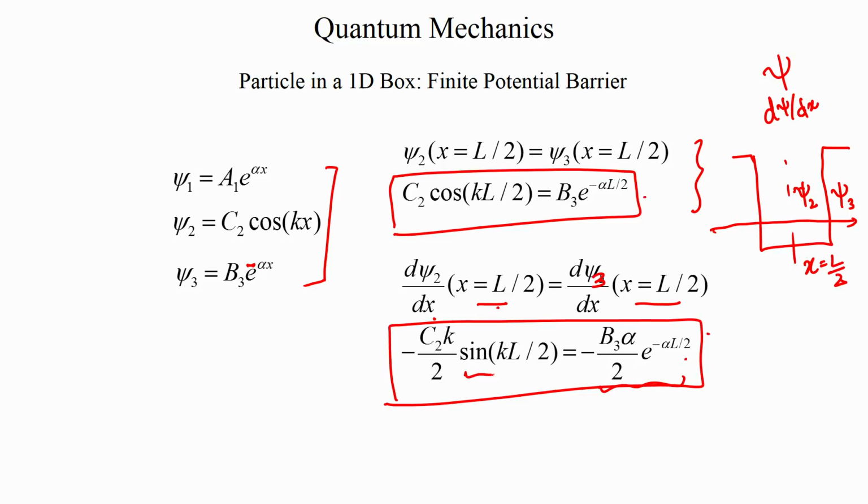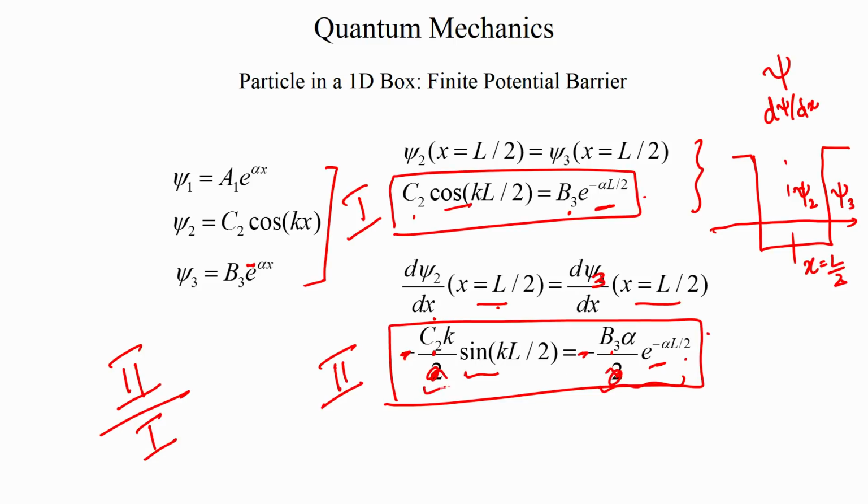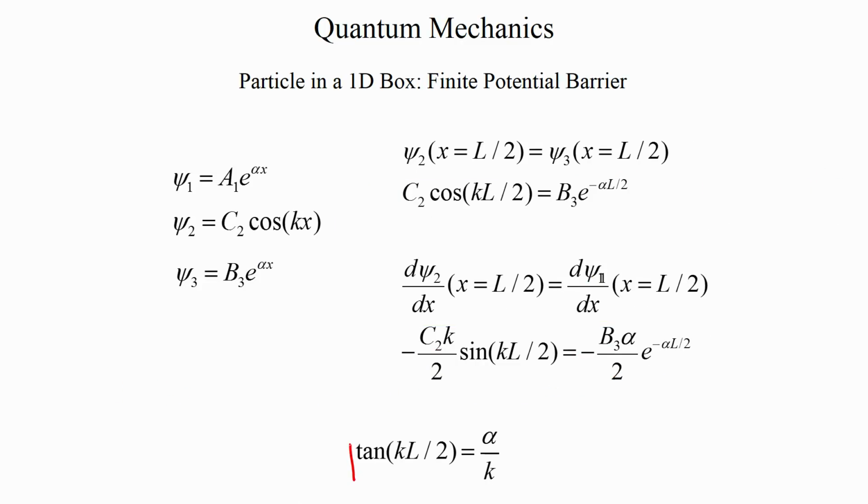Now, you see this, you have a sinusoid, you have a cosinusoid, you have C2 and you have B3, and you have the same kind of exponential term. So, suppose I were to label this equation as equation 2 and this is equation 1. What I would like to do is divide equation 2 by equation 1. The negative signs have already gone, the 2 will disappear, and if you divide this term by that term, you will end up with the condition that the tangent of KL by 2 is equal to alpha by k.